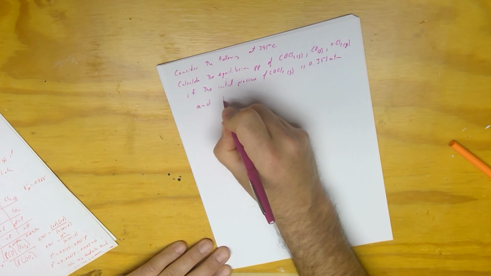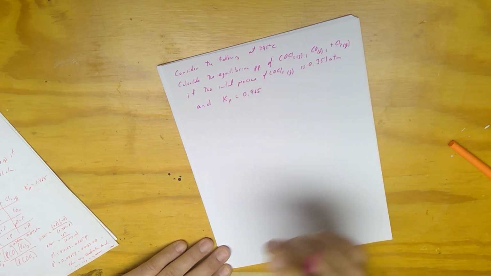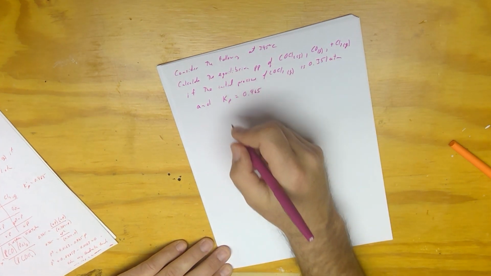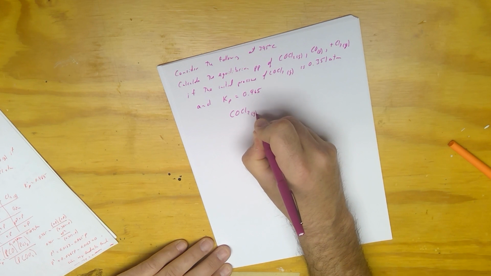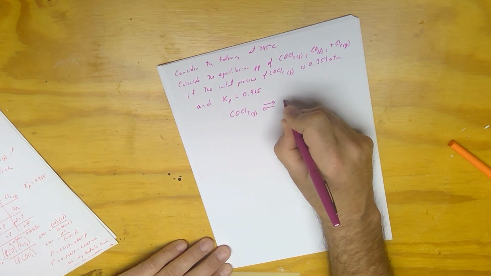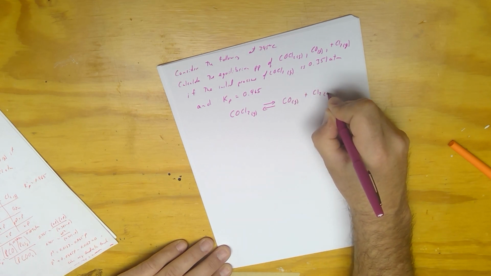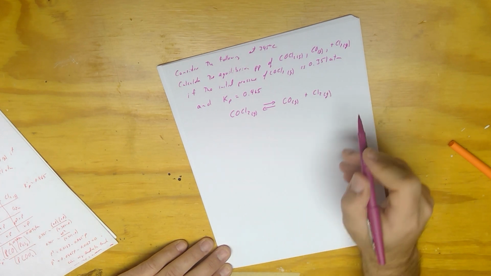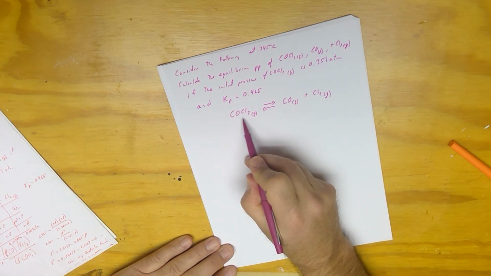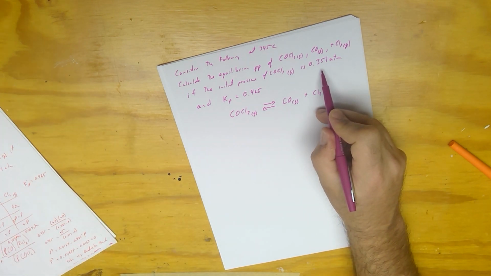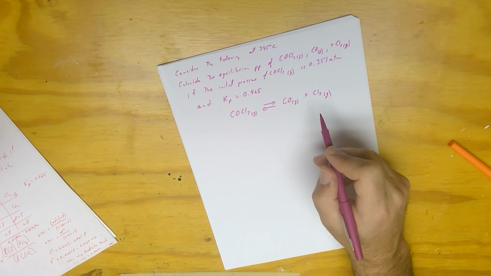and Kp is equal to 0.465. Okay. And our equation, oops, almost forgot this, COCl2 gas is in equilibrium with CO gas plus Cl2 gas. So here's my equation. In other words, what we're doing here initially is we're opening the flask, we're putting a bunch of COCl2 in there so it'll have a pressure of 0.351 atmospheres. Put the top back on, and we want to see what happens to this equilibrium over time.